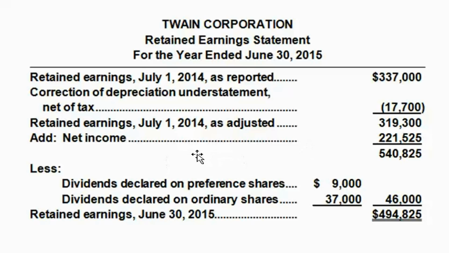Add any net income or less any net loss. Here I have net income in the income statement; it came out as net income of 221,525. So I made an addition. Less any dividends declared, whether cash or shares. Here it says I have two types of dividends, on the preference shares and on the ordinary shares, and it is not specified, but it says 9,037,000 dividends declared on the ordinary shares. So I made a deduction to get retained earnings at June 30, 2015.